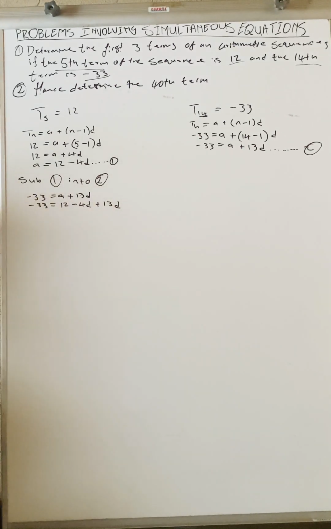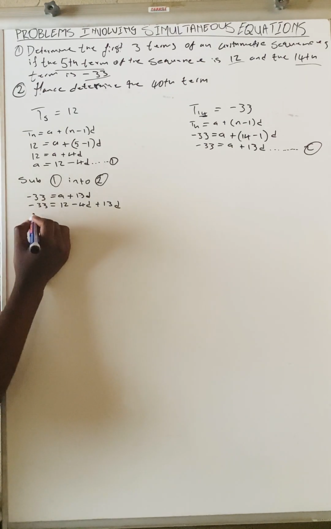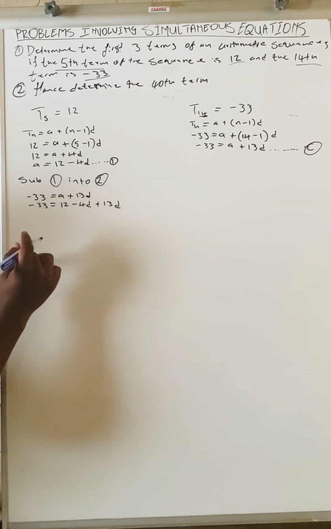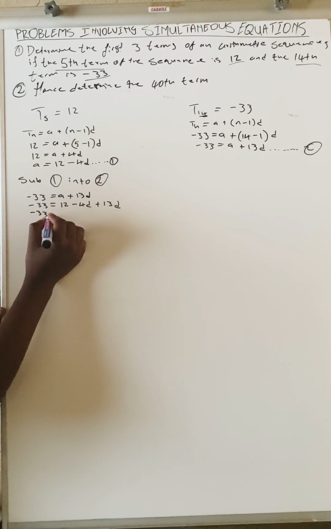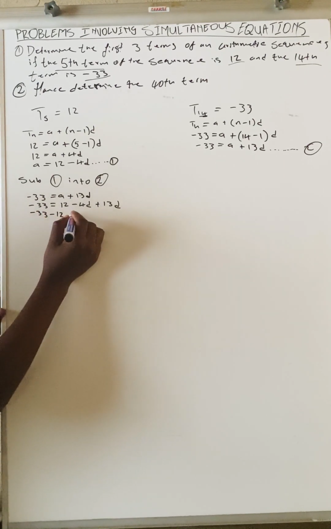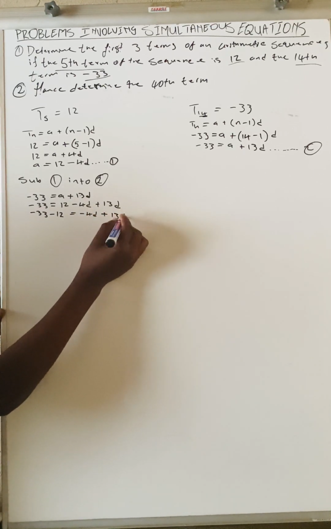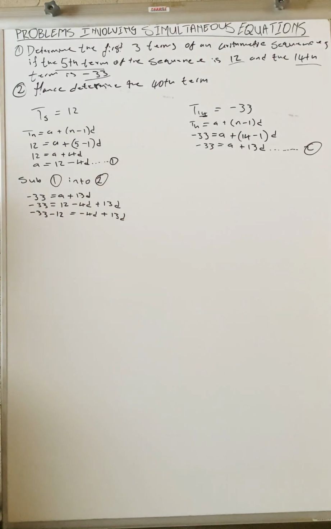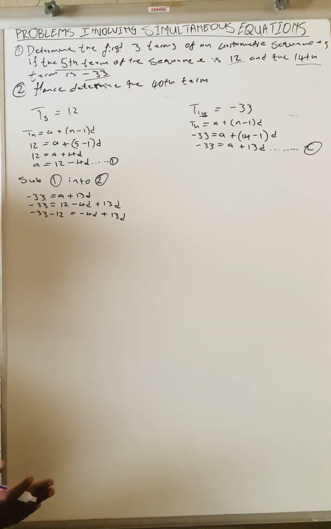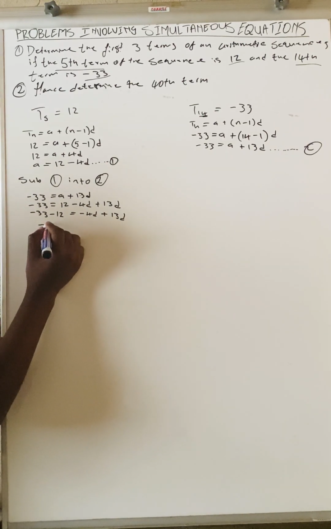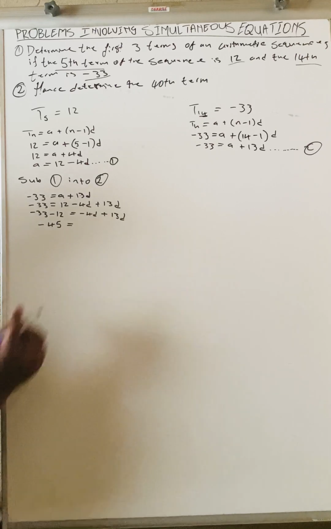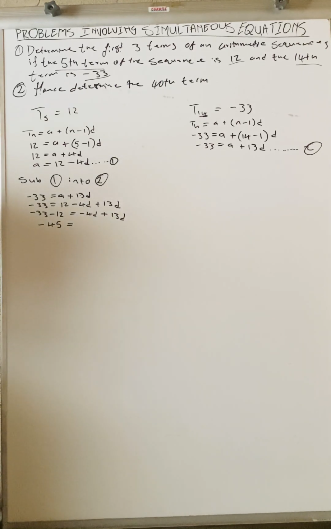Then from here, it's just a matter of collecting like terms. This 12 will come to this side, so it will be negative 33 minus 12. This side you are left with negative 4D plus 13D. Negative 33 minus 12 gives you negative 45. Then negative 4D plus 13D gives you 9D.